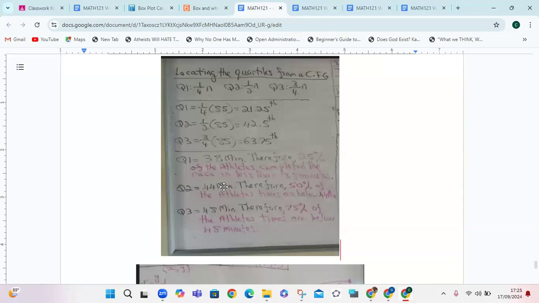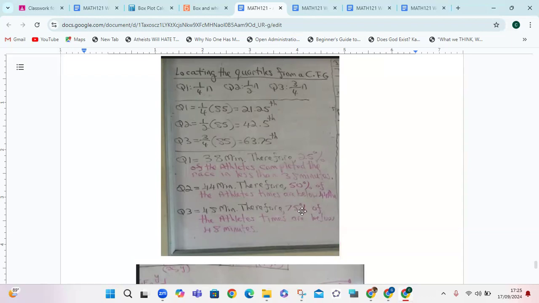And here is the interpretation. For the lower quartile, we got approximately 38 minutes. So therefore, 25% of the athletes completed in less than 38 minutes. We got 44 for the median. So therefore about 50% of the athletes completed in below 44 minutes. And for the upper quartile, we got 48. So therefore 75% of the athletes completed in less than 48 minutes.